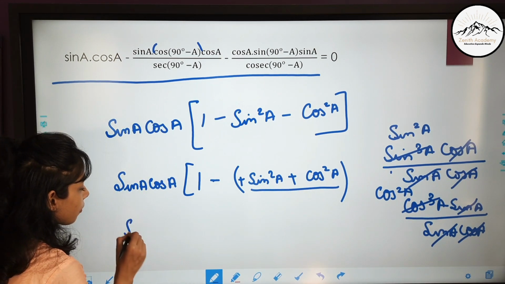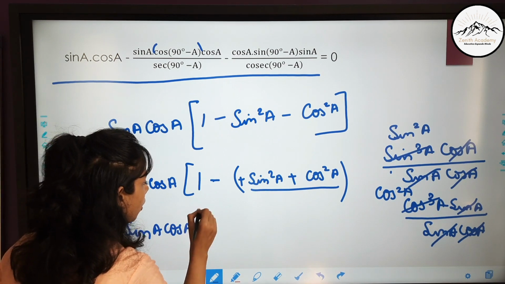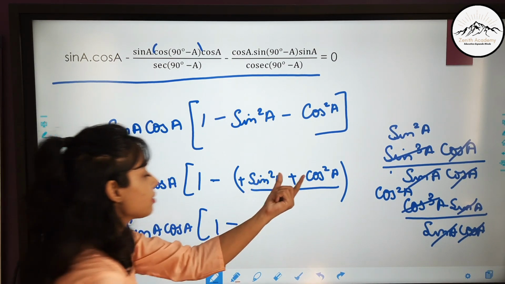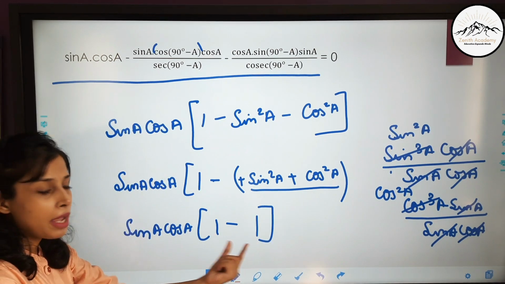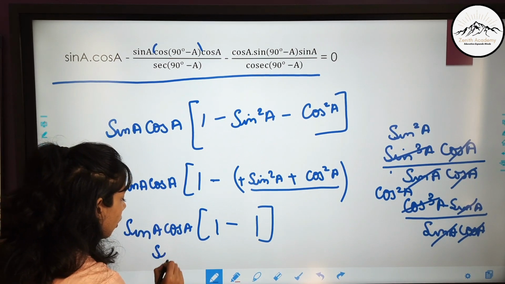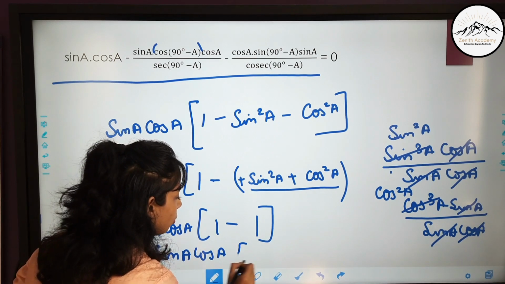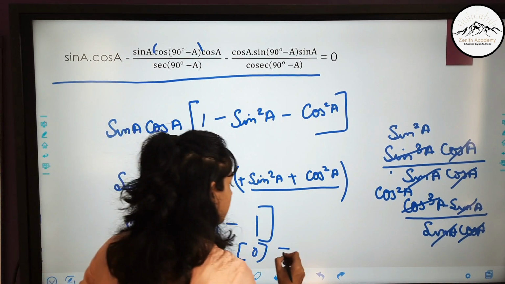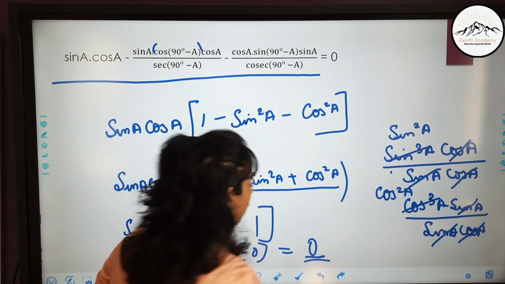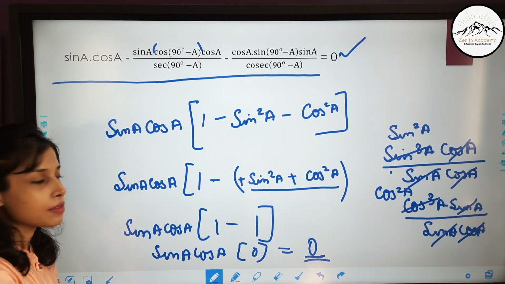So sine A cos A times 1 minus this whole term, which is equal to 1. Now what is 1 minus 1? Equal to 0. So sine A cos A into 0, and anything multiplied by 0 will give us the answer as 0, and hence this is what our RHS is.